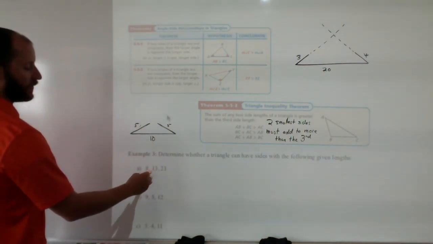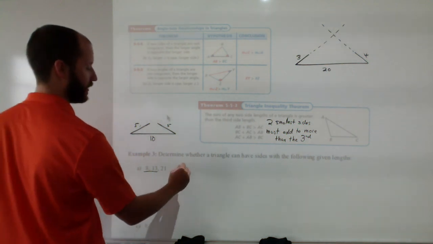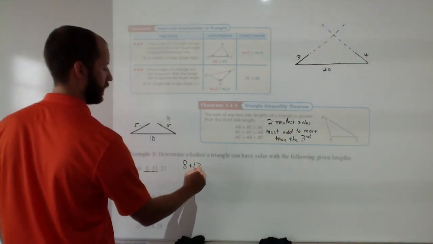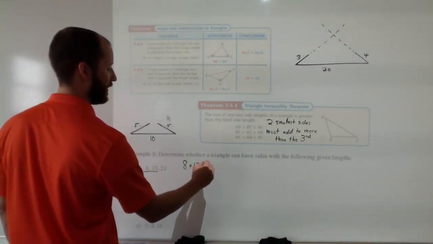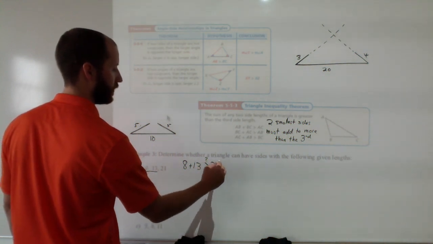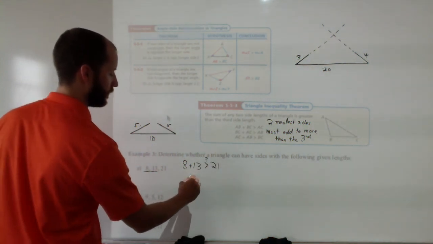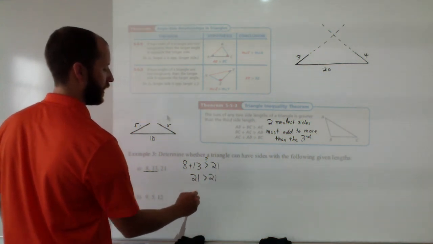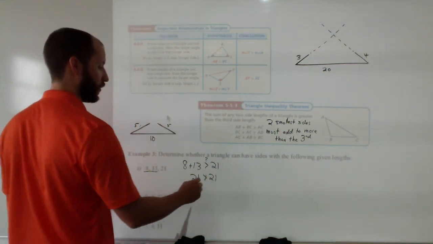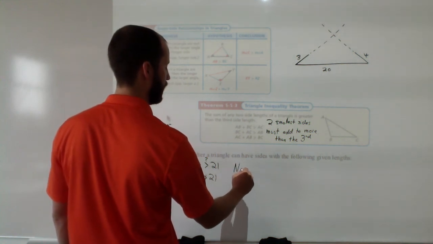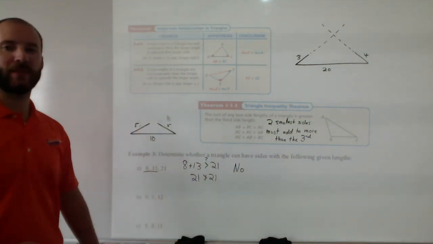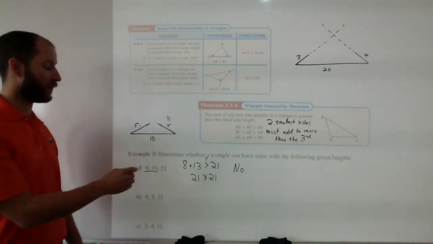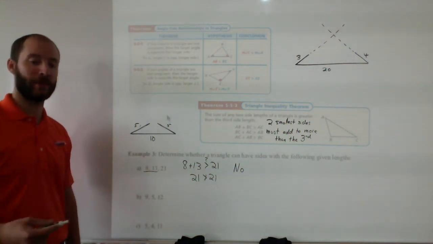So if we look here, we have the 2 shortest sides, 8 and 13. So 8 plus 13, is that greater than 21? We add those up. And 21 is not greater than 21. So 8, 13, and 21 cannot form the sides of a triangle. One of these two, the 8 or the 13, needs to be a little bigger.